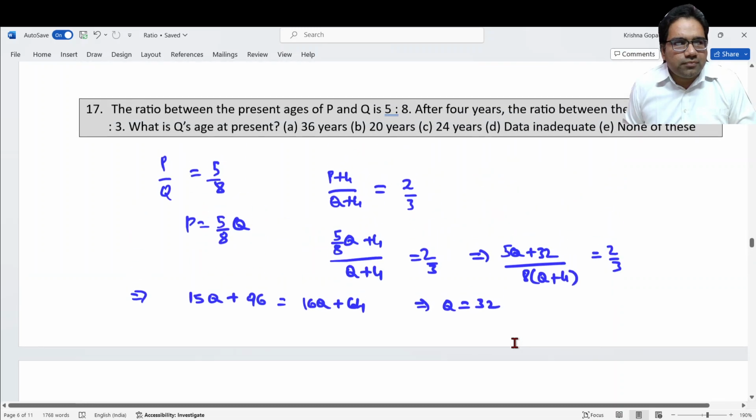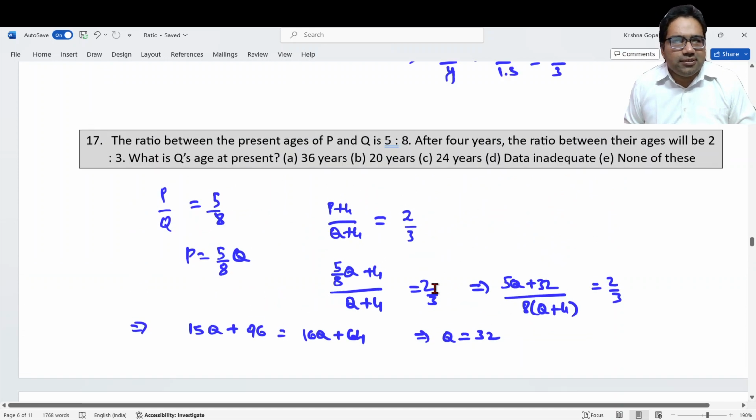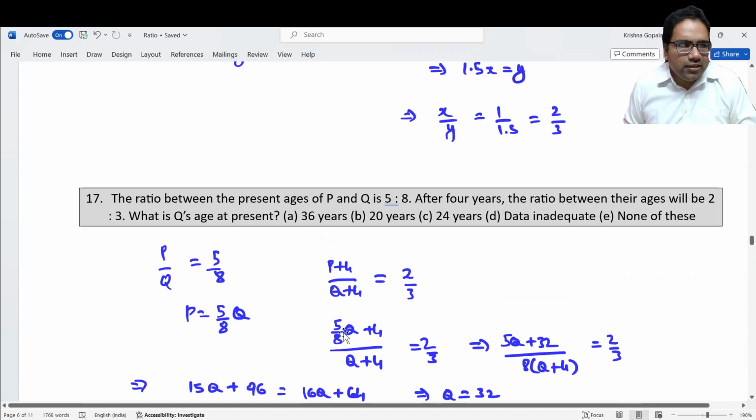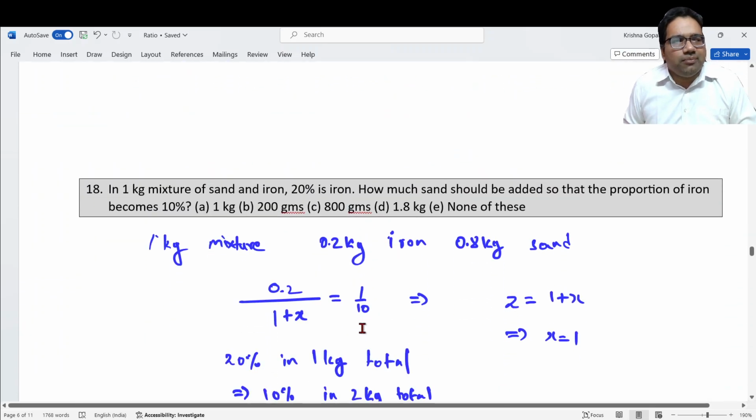Right. So what is Q? Q's age is 32. Simple, right? This is an easy problem. We just need to know how to write these two equations, and substitute one of these equations into this and solve for it. Okay, let's do one more problem.